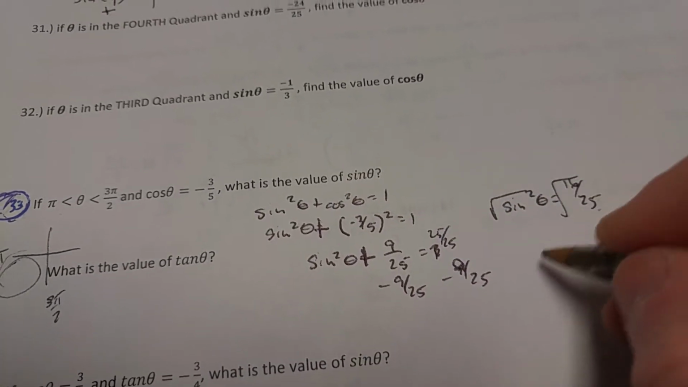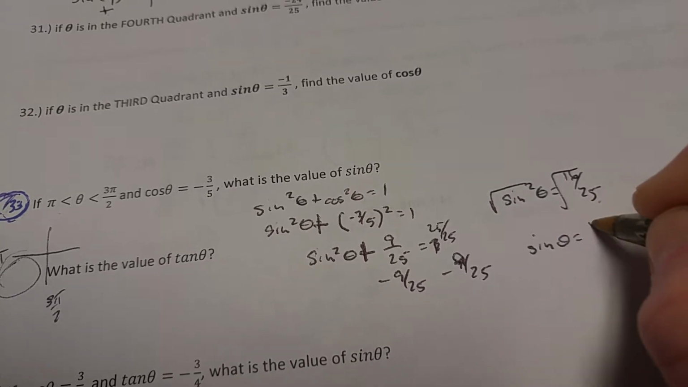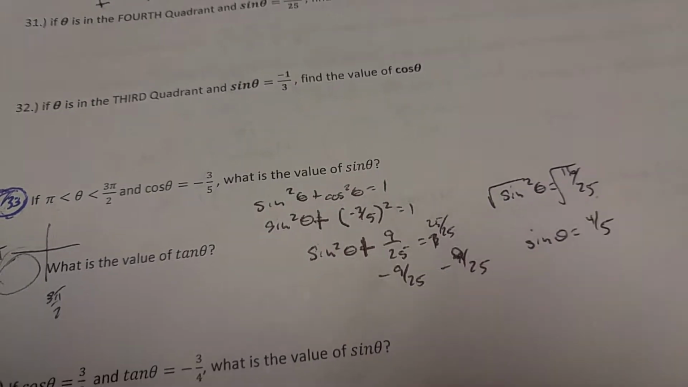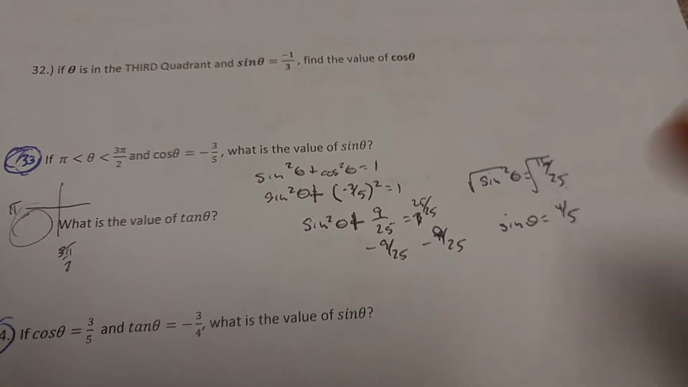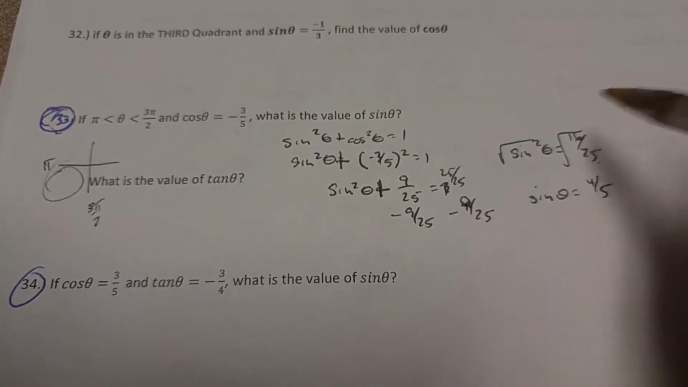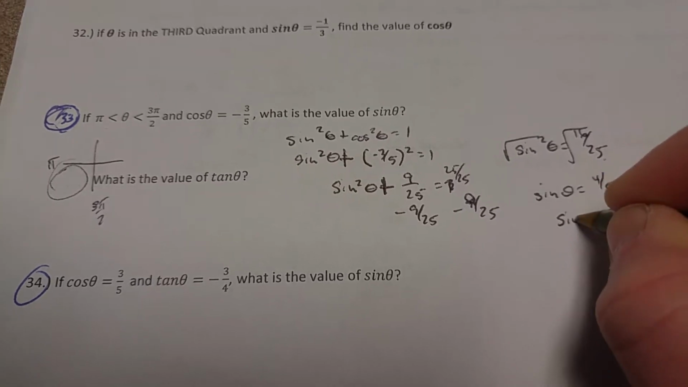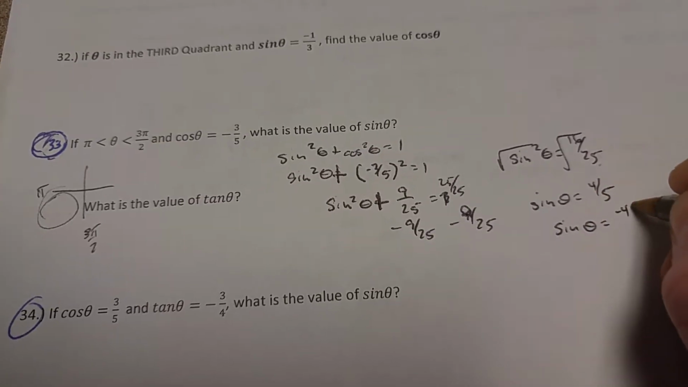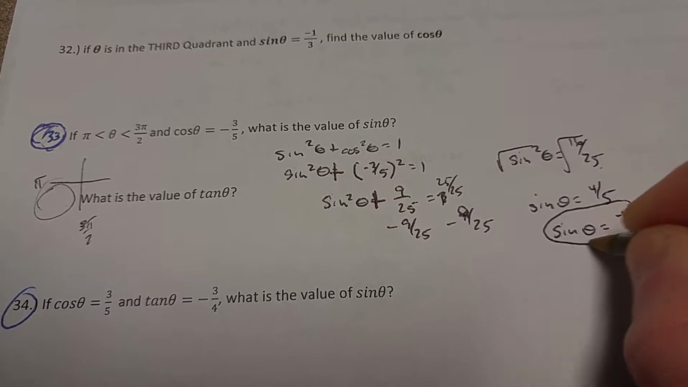And then when I square root both sides, I get that sine of theta equals 4 over 5. Now, even though our answer says positive 4 over 5, we know that this is in the third quadrant. So I actually know that the value of sine of theta in that quadrant is negative 4 over 5.